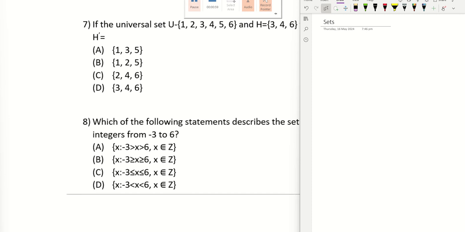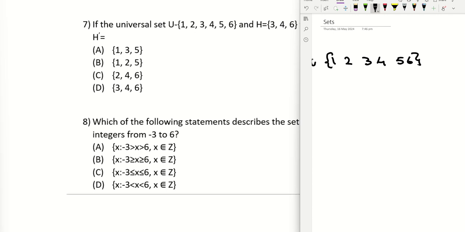So what you would do for a question like this is you will put 1, 2, 3, 4, 5, 6, right? That is your universal set. Then H would be 3, 4, 6. So you would compare, you'll take out the 3, take out the 4, take out the 6. What remains would be H complement. So H complement would be 1, 2, 5, which is B.